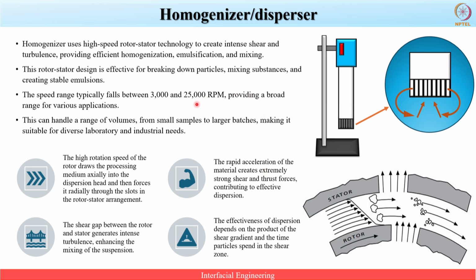Now, if we talk about the key features of the homogenizer, the speed of the rotor can be controlled and typically ranges from 3000 to 25,000. In advanced models, speed may exceed this range, offering more precise control over the emulsification processes.